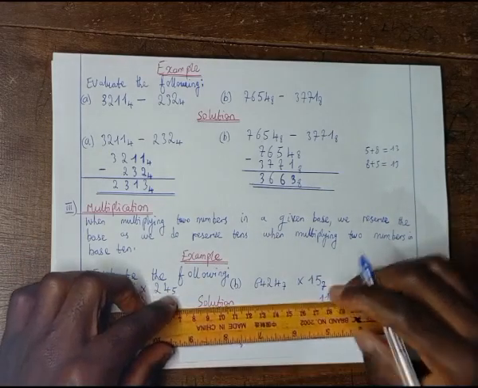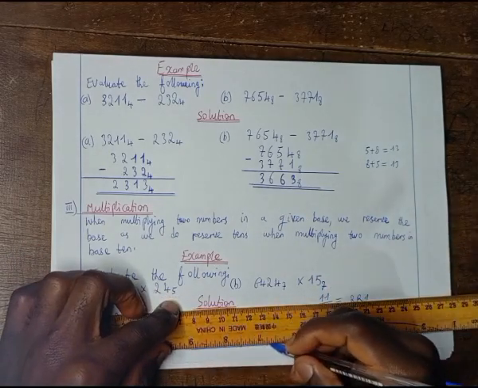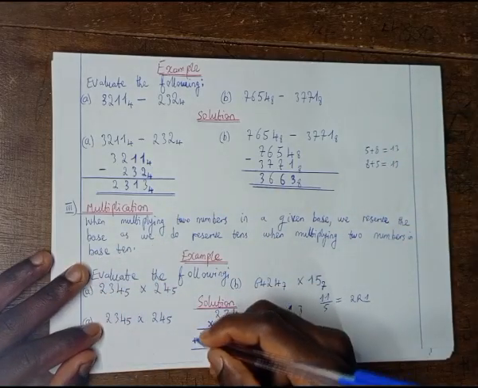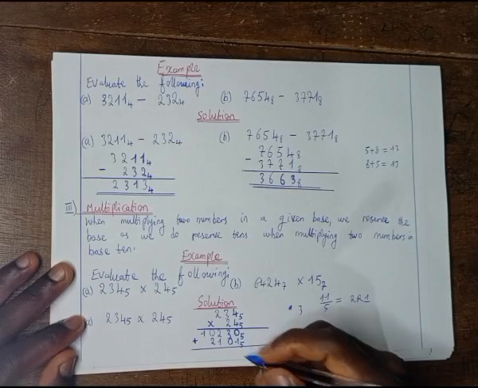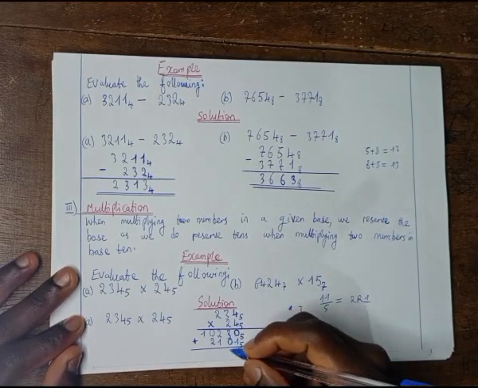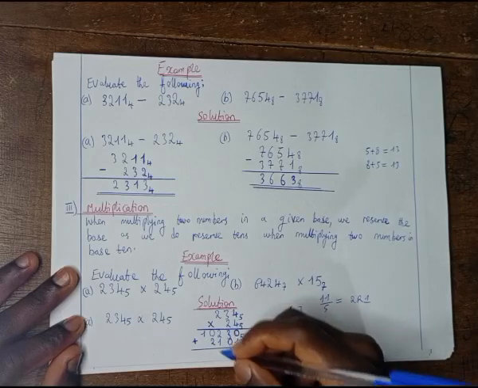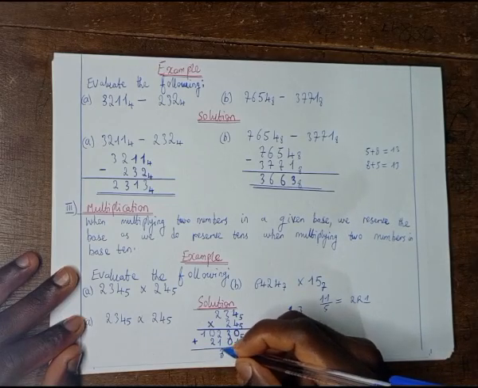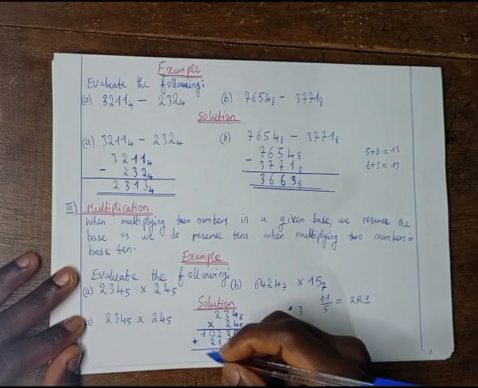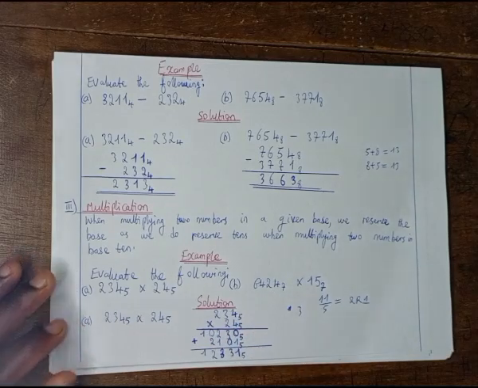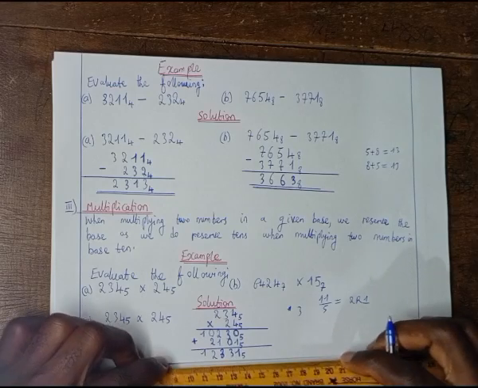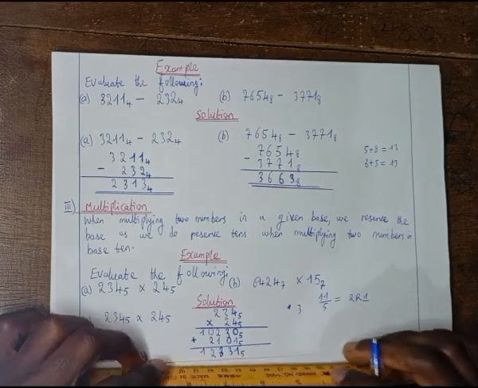Then next thing we have to add, starting from the right hand side to the left. 0 plus 1 remains 1. We bring the base. 3 plus 0, 3. 2 plus 1, 3. 0 plus 2, 2. 1 plus nothing remains 1. We are going to obtain a result of 1, 2, 3, 3, 1 in base 5. Let's underline the answer.